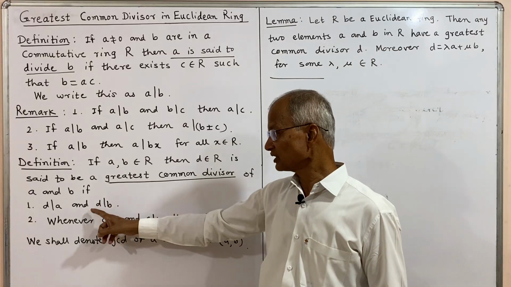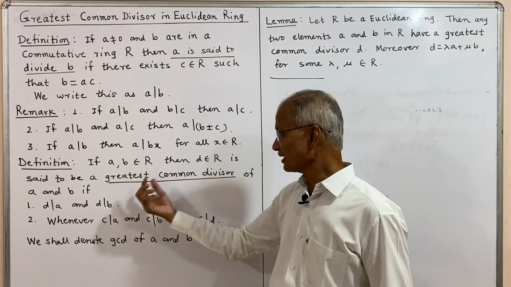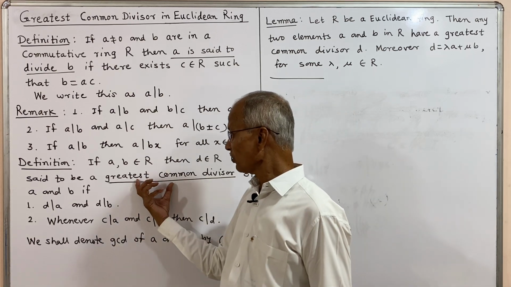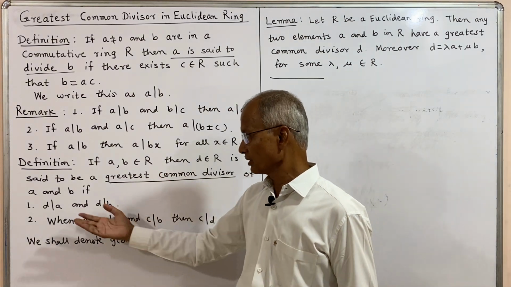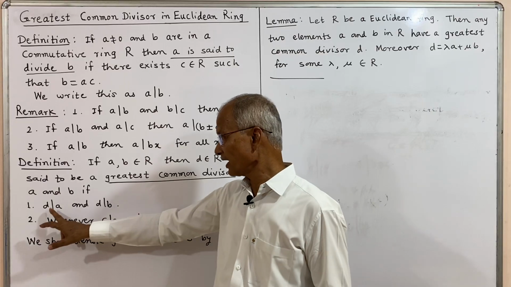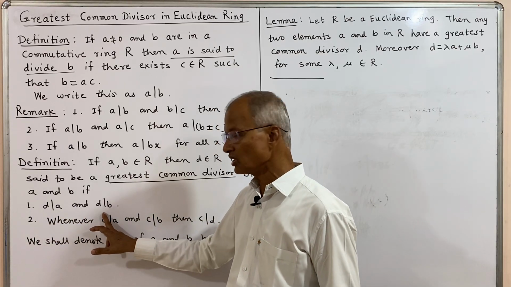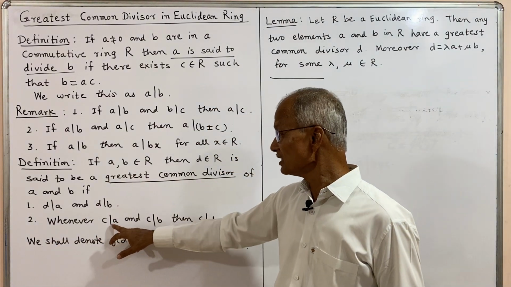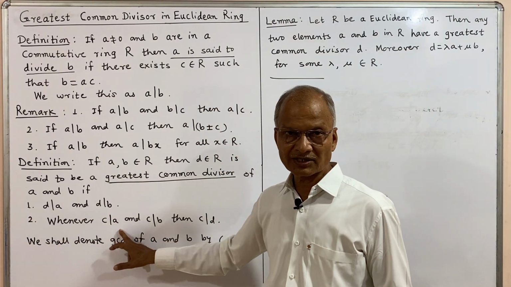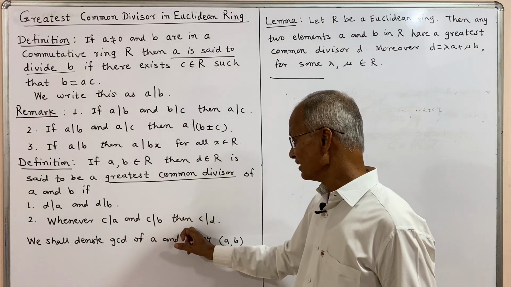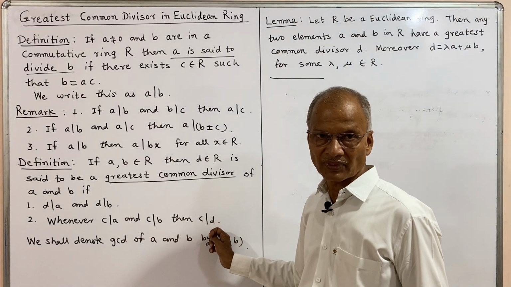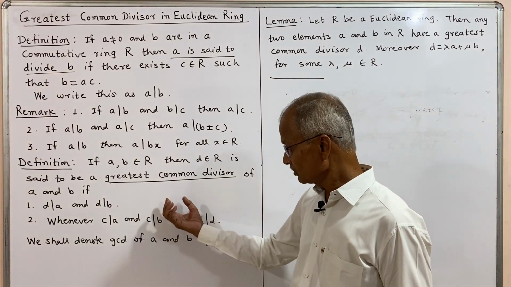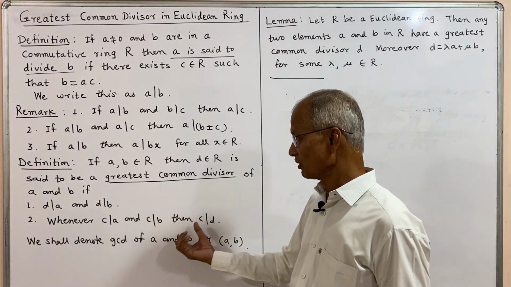The first is it must be a common divisor, and the second is it must be greatest. Now what is the condition for common divisor? It divides both. D is a common divisor of A and B if D divides A and D divides B, that is the first condition. And the second is whenever C is also a common divisor, C divides A and C divides B, then C divides D, then D becomes greatest. So these are the two conditions for greatest common divisor.